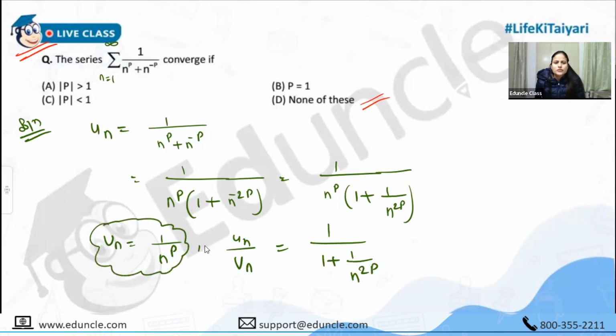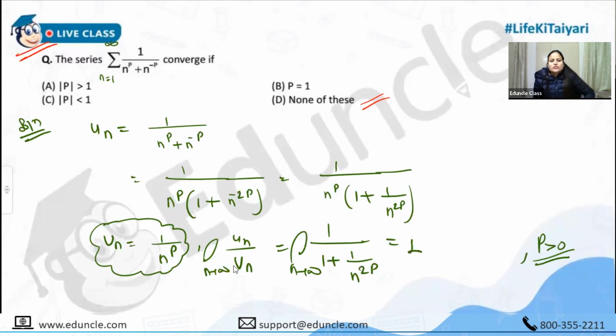if the limit of this ratio is a non-zero finite number. Should be a non-zero finite number. So if I am taking p greater than 0, then this term would be in the denominator. So n tending to infinity, 1 upon this term tends to 0, so I am getting 1. Okay? So this ratio has a non-zero finite limit whenever my p is greater than 0.